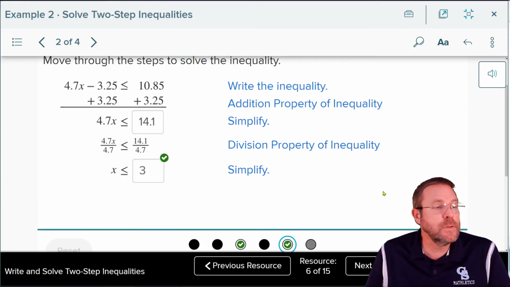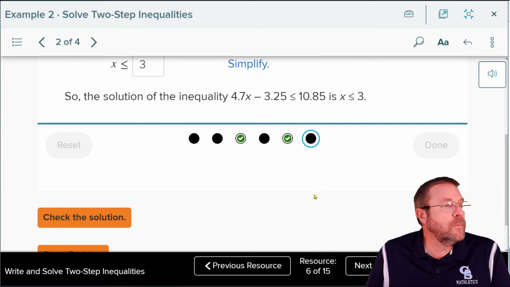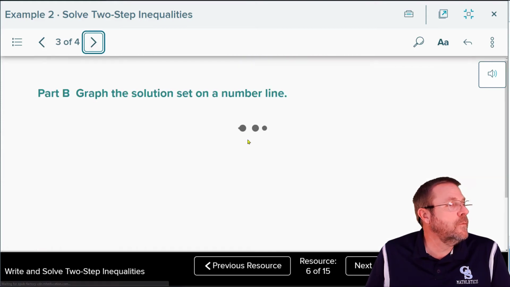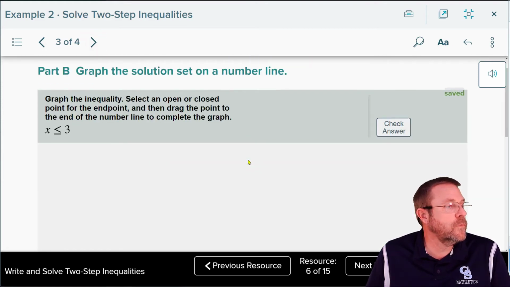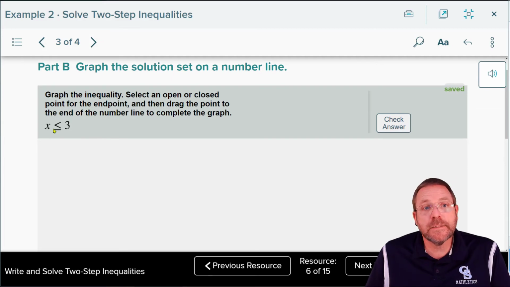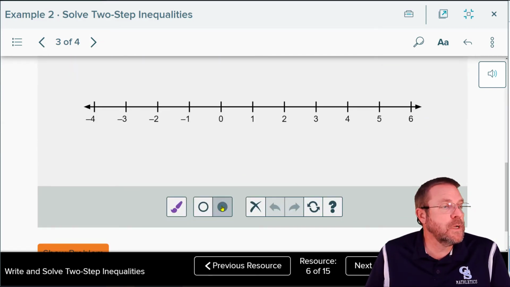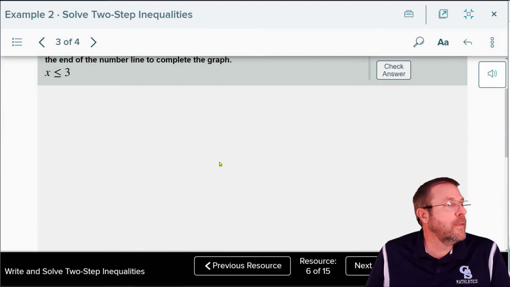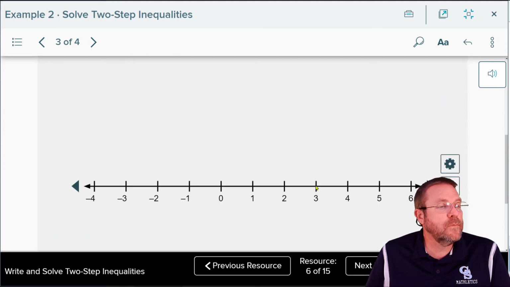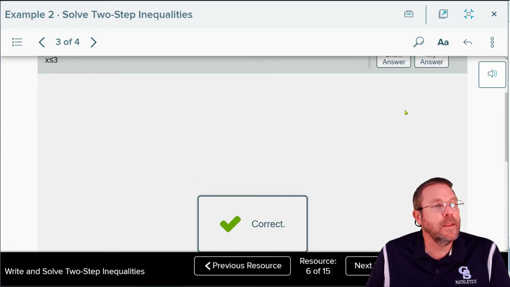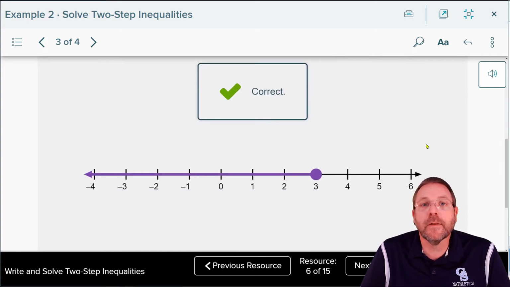The answer checks. Now they also did want us to graph it, I do believe. So we'll go back here to graph our solution. X is less than or equal to 3. Since it's an or equal to, we're going to have a solid circle starting at the positive 3. And this time we're going to the less than side, which looks just like that. Check your answer, and the answer checks.